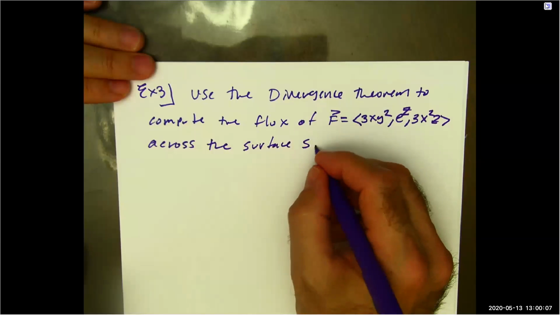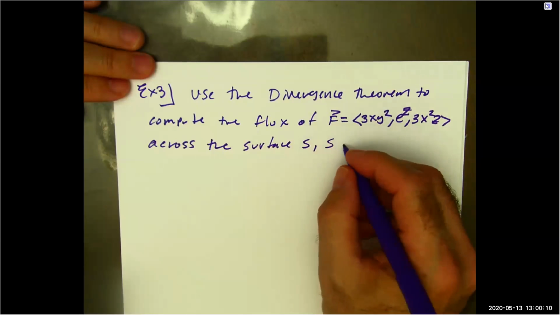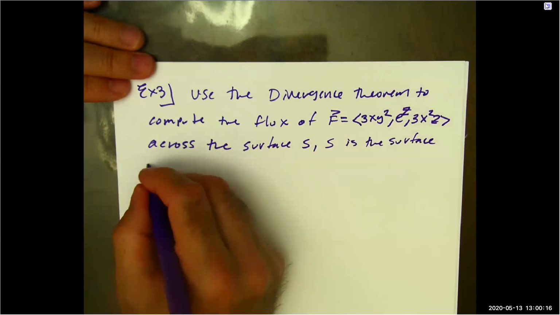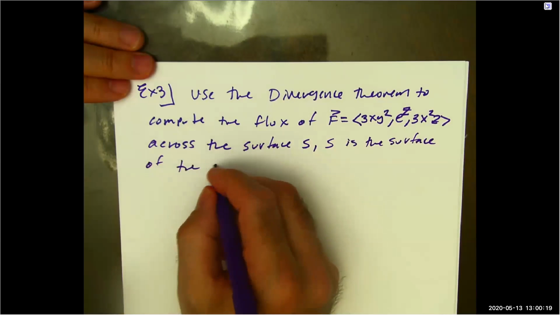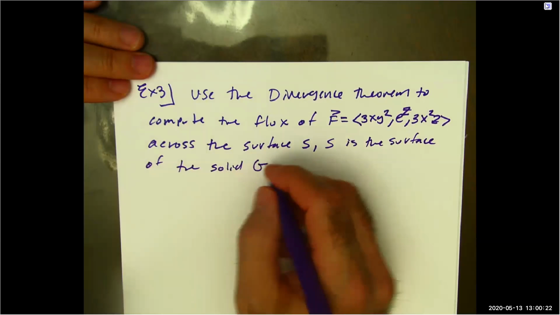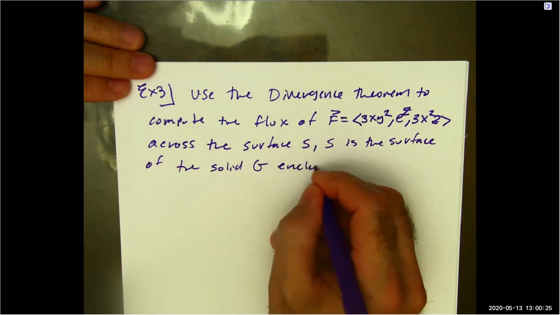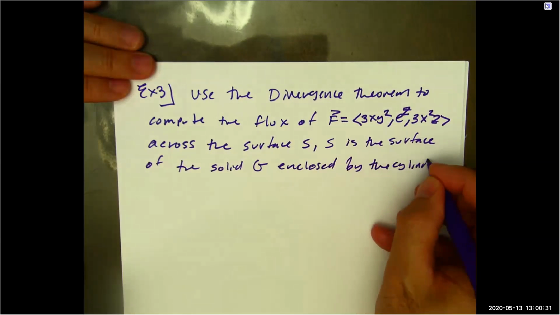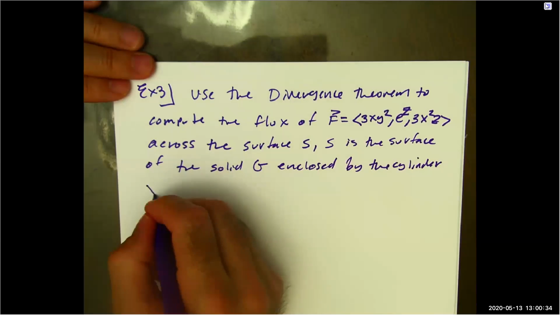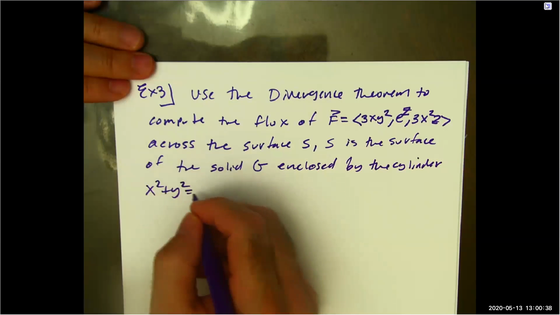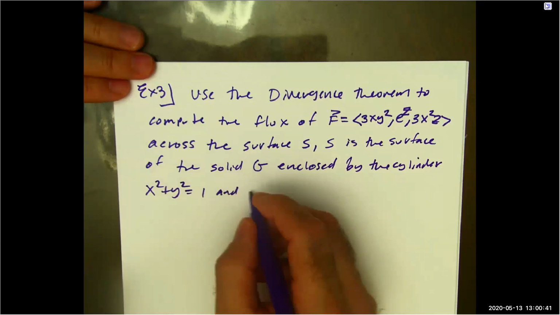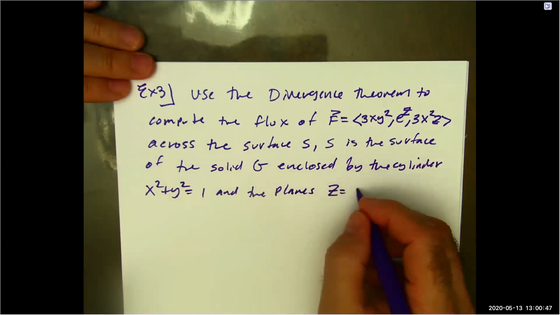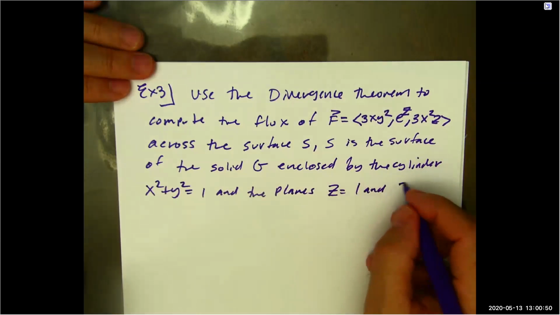Where S is the surface of the solid G enclosed by the cylinder x squared plus y squared equals 1, and the planes z equals 1 and z equals 4.